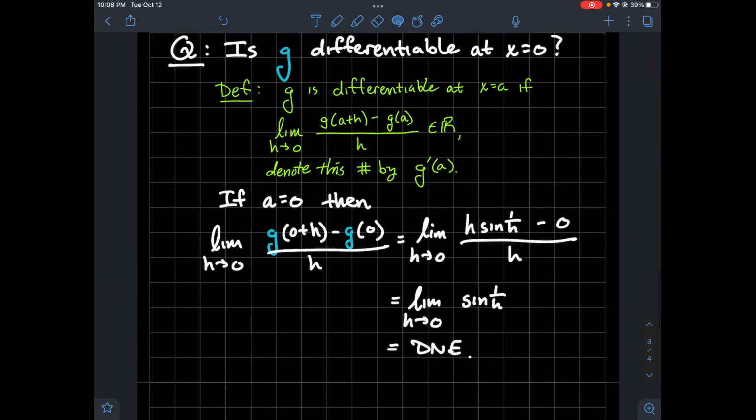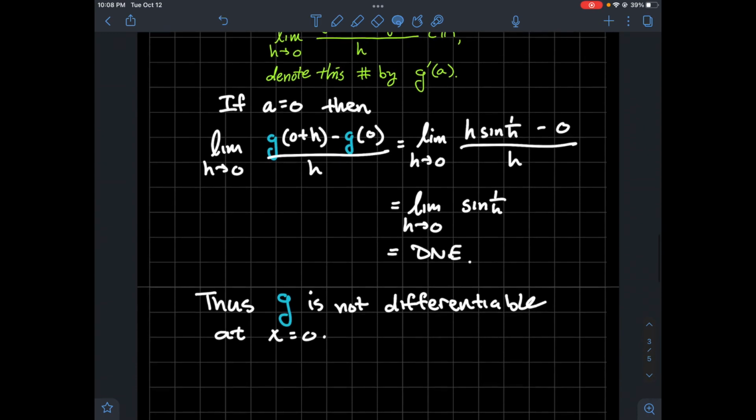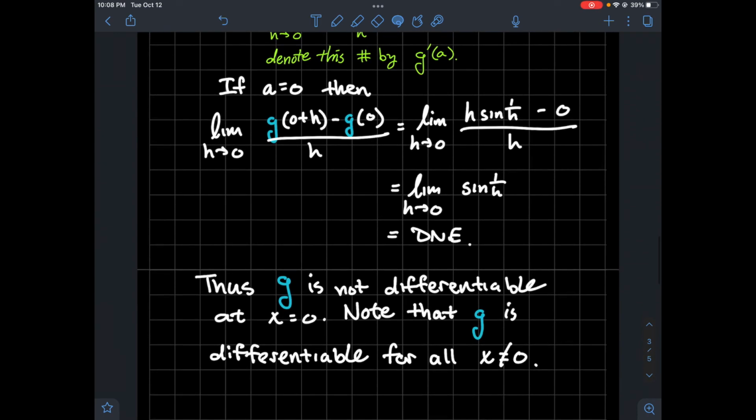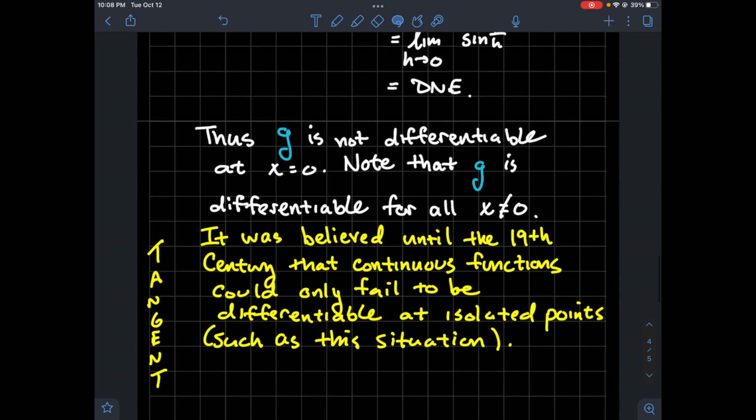So that justifies that crazy wiggling that the graph was doing in the Desmos demonstration. That justifies that the tangent line does not have a well-defined slope. So this g is not differentiable at x equals 0. And note that g is differentiable for all x not equal to 0, which is what we talked about earlier, since otherwise it's a product of two differentiable functions. There's nothing wrong with x, and there's nothing wrong with sine of 1 over x, as long as x isn't 0. So let's go on a little tangent here.